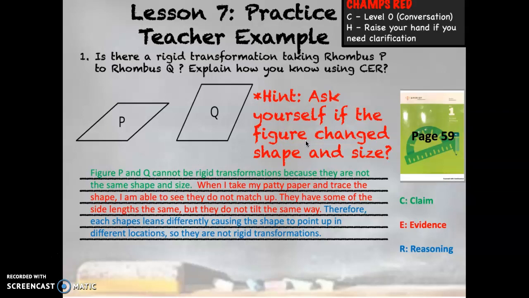That is a clear CER giving my claim using the side lengths because they are not the same size and not the same shape. Hope this helped. This is especially the overview if you missed lesson 7.